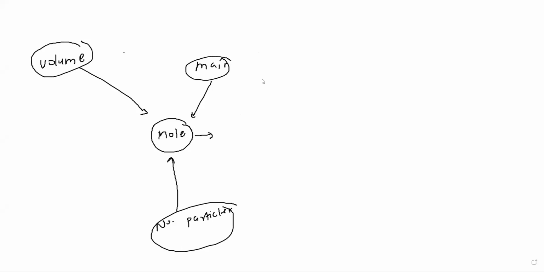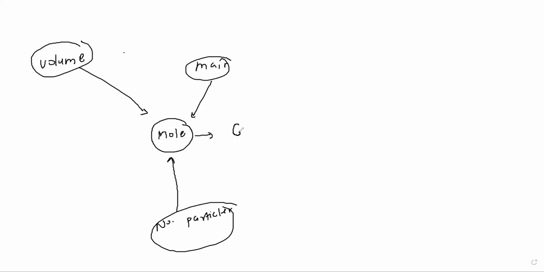Other things means what? In one mole, volume is there, mass is included, and number of particles is included. So it will be easy for further conversion factors. So that's why we convert into the mole, right? That is the reason why we are converting everything into the mole.